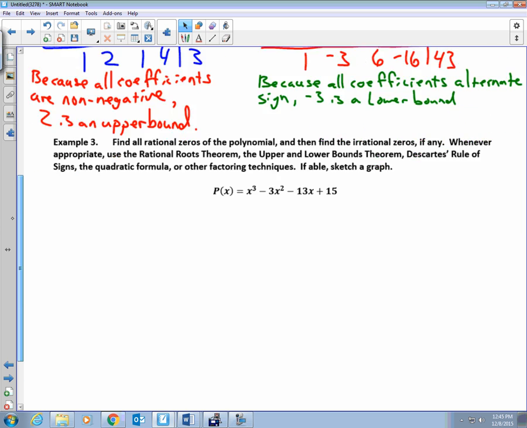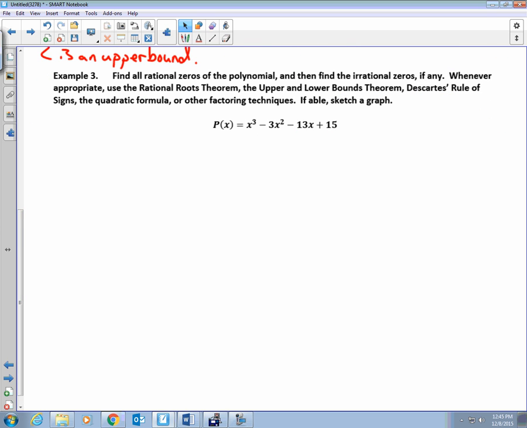Okay, let's put it all together. Find all rational zeros of the polynomial and then find the irrational zeros, if any. Whenever appropriate, use the rational roots theorem, the upper and lower bounds theorem, Descartes' rule of signs, the quadratic formula, or other factoring techniques, and if able, sketch a graph. So this is kind of a culmination of everything we've done so far. And on Thursday, we're going to extend that even more to a larger idea and larger problem. Okay, so let's see what we get.